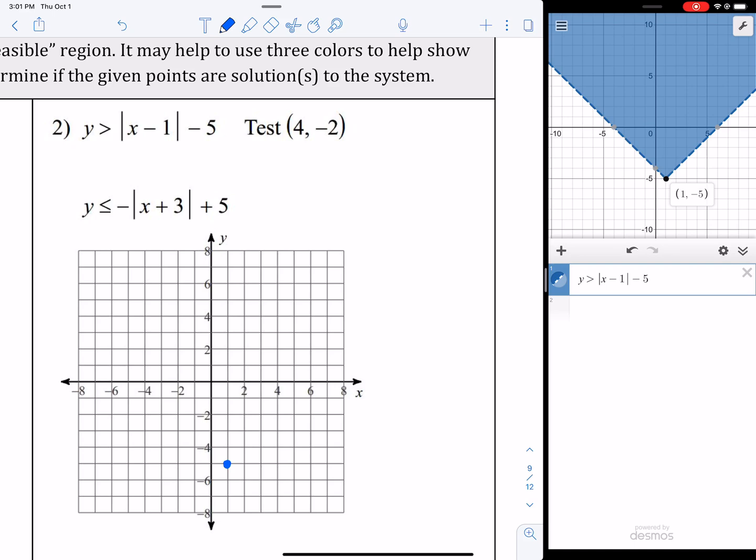So 1, -5, and it looks like we've got a y-intercept at -4. We have an x-intercept at -4 and at 6. So they gave us lots of good points.